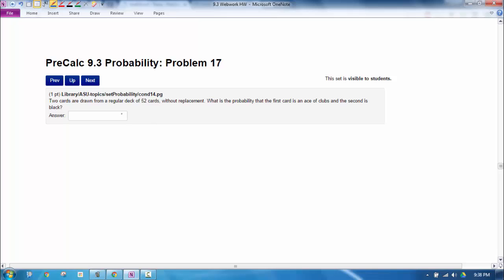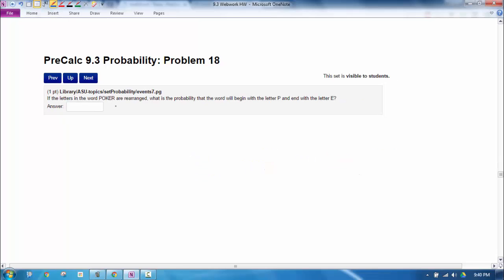Okay, the next problem, two cards are drawn from a deck. Probably the first card is an ace of clubs. There's only one of those out of the deck. And then if we don't replace it, there's only 51 cards left, and we took one of the blacks, so there was 26, but now there's only 25 black left. So we have to multiply this out, and that gives us 0.009427 about.